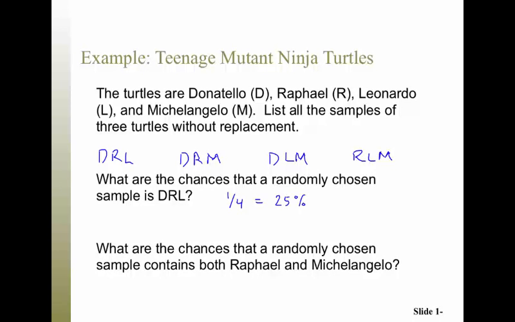Okay, what are the chances that a randomly chosen sample contains Raphael and Michelangelo? Do it with your partner. So what's the probability that a randomly chosen sample contains both Raphael and Michelangelo?